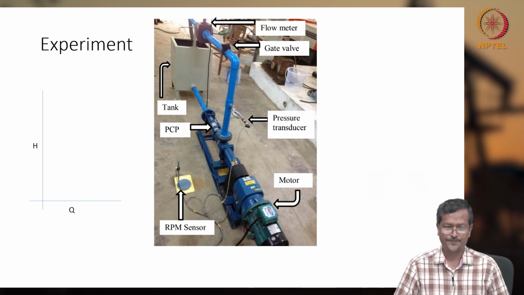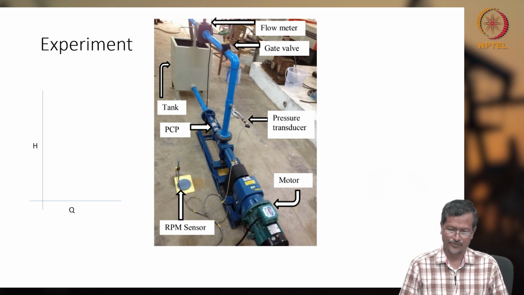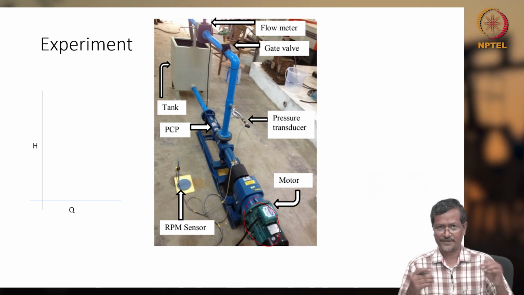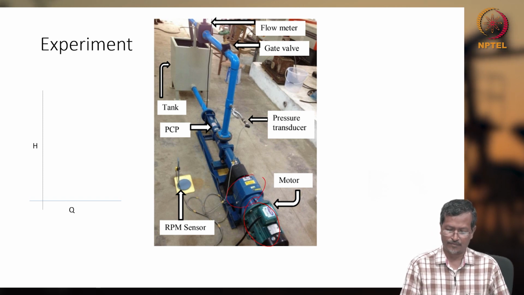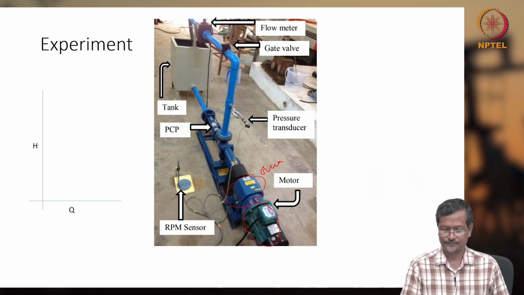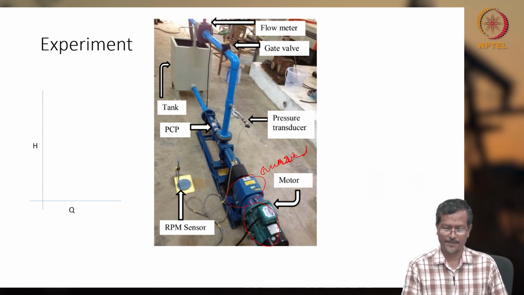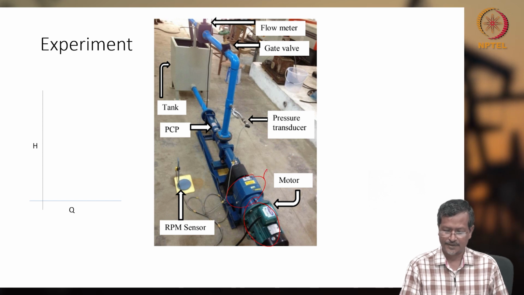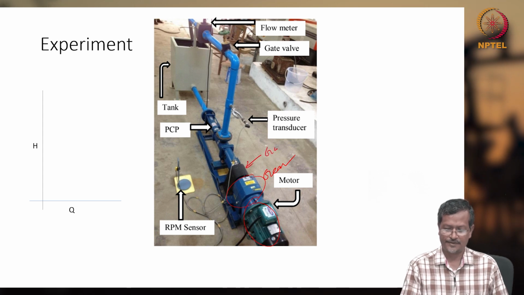Now, next is the experiment. This picture I have shown you several times. This is our PCP setup, the progressive cavity pump setup. We have one motor here, placed horizontally instead of vertically. We have a motor guard, and a bearing arrangement and gear arrangement so that we can reduce the speed to 300 rpm. Then we have the guard.